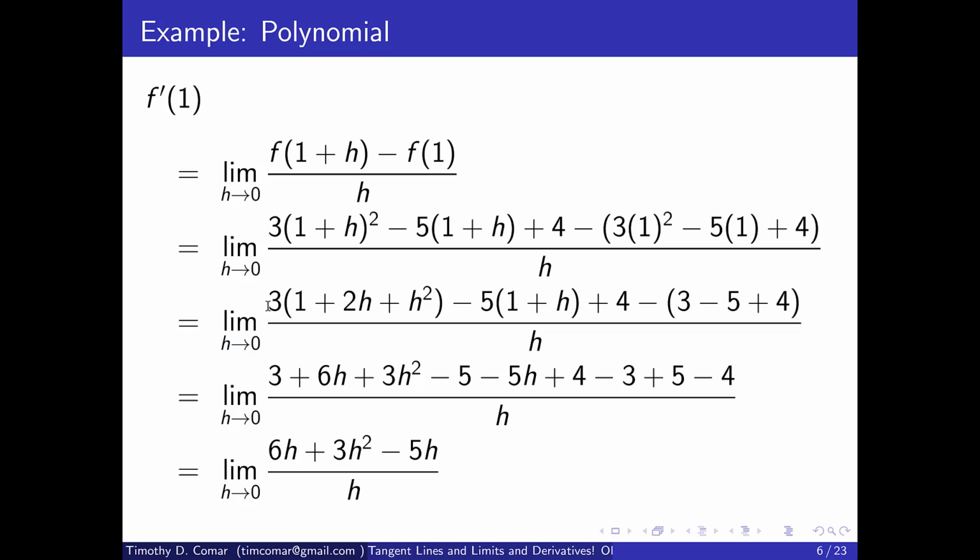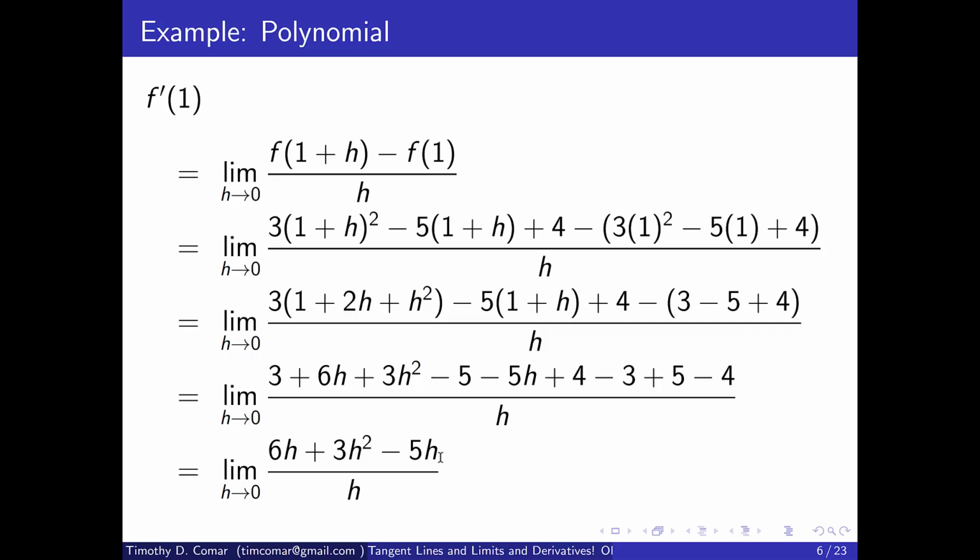So here now we're going to distribute that 3 through the first three terms, 3 plus 6h plus 3h squared, and then distribute that minus 5, minus 5h, plus the 4, and then minus 3 plus 5 minus 4. So now here's the fun part. We see that these 3's cancel out. We see that the 5's cancel out, and we see that the 4's cancel out. So in other words, any term that did not have a factor of h canceled out. So our numerator is going to be 6h plus 3h squared minus 5h.